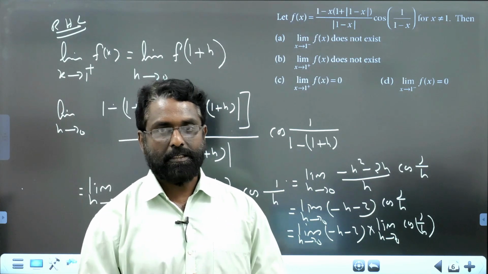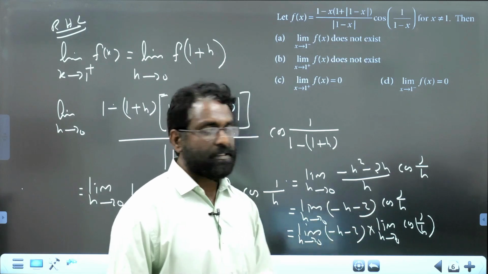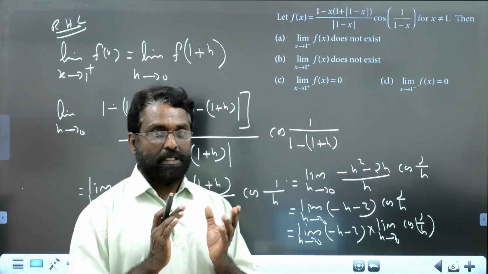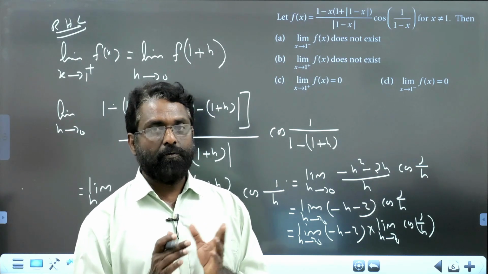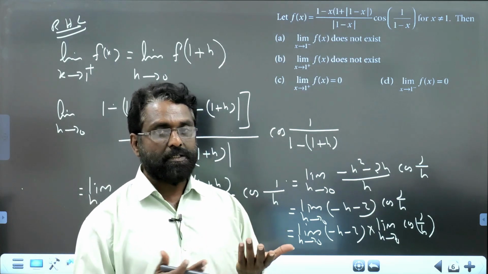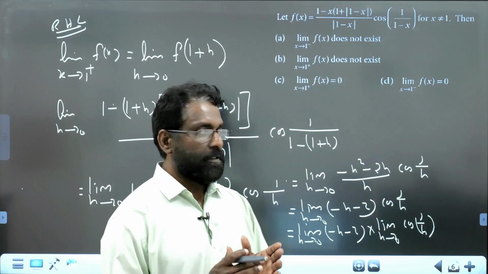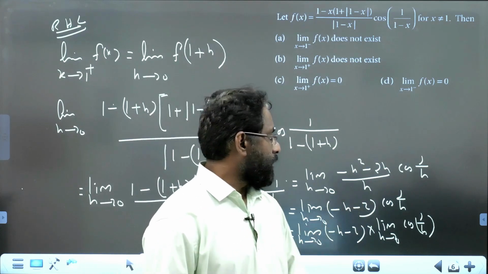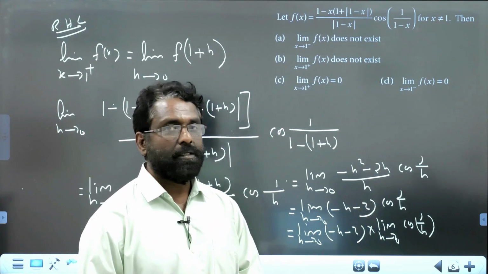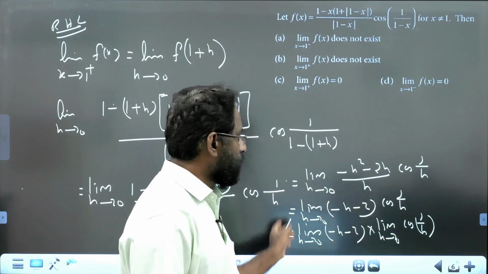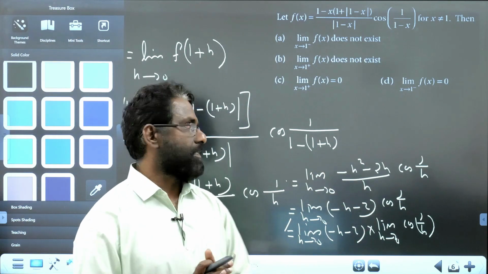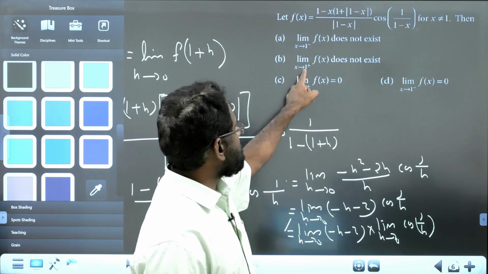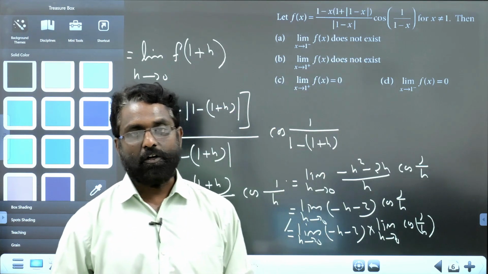That doesn't exist, because cos 1 by x as x tends to 0 is an oscillating function. It oscillates in between minus 1 and plus 1. As x increases or decreases from 0, there will be an infinite number of times minus 1 and plus 1 repeats. So limit h tends to 0 of cos 1 by h doesn't exist. Therefore the limit of the whole function doesn't exist. That is option B, the correct answer: limit x tends to 1 plus f of x does not exist.